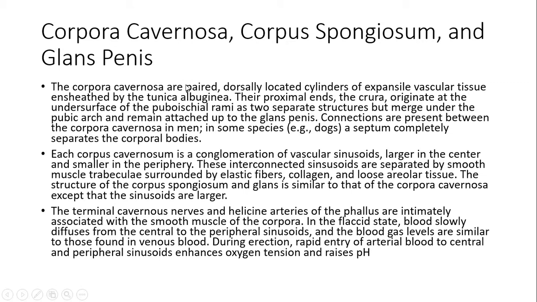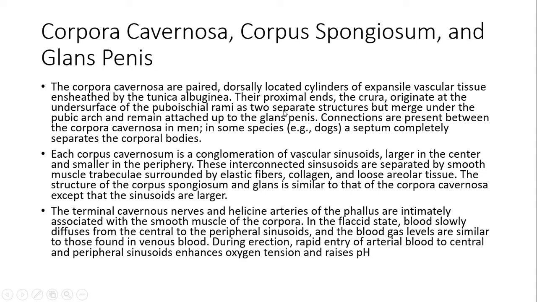The corpora cavernosa are paired, extensile vascular tissue sheathed by the tunica albuginea. This tunica albuginea is a very tough, very dense connective tissue. The vasculature present there gets filled, and that leads to erection. The tunica albuginea gets very tense due to the increase in volume of the corpora cavernosa, and that facilitates the erection process.